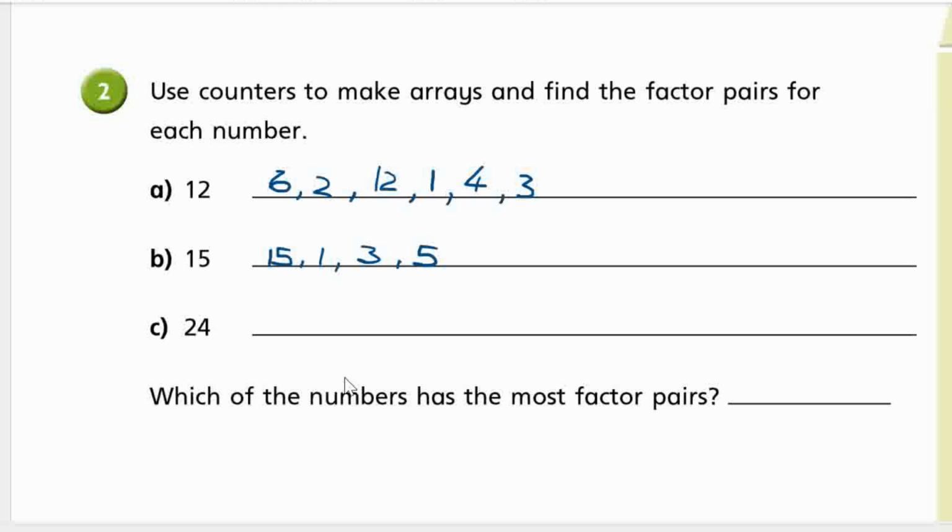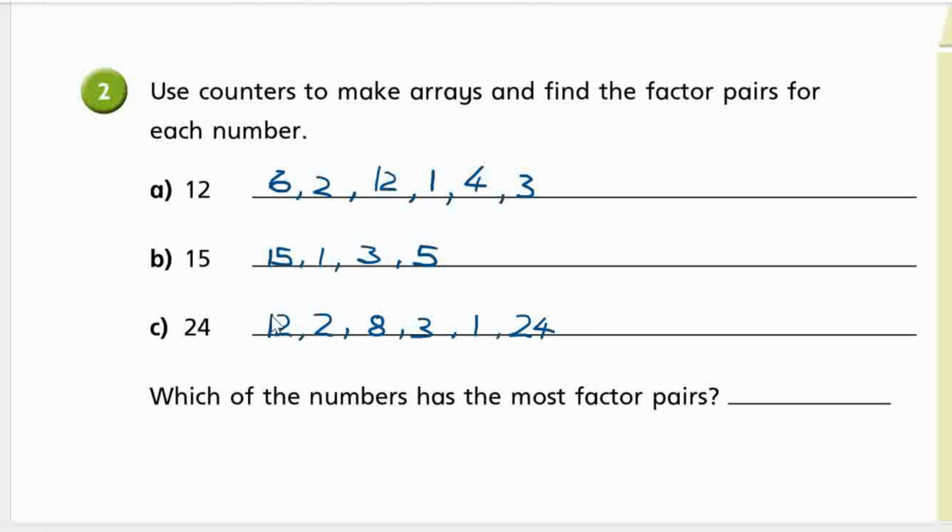Right, 24. Now 24 has a lot, or quite a few. Who can give me some factors of 24? 12 and 2, there we go. Good. What else? 8 and, of course, 3, yes. Good. Somebody said 1, so of course that means 24 must as well.